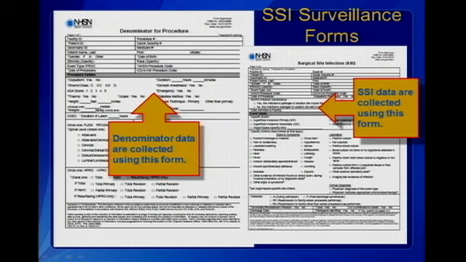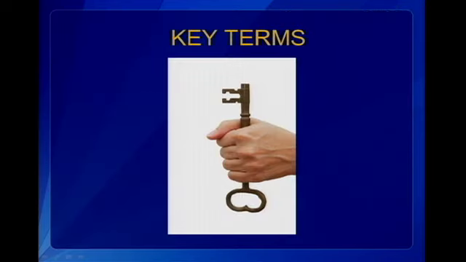So this is just a little glance: on the left, you'll see the denominator for collection form that's used for every procedure. Now remember, when you sign up to do colos and HIS, you're saying I'm doing every colo and HIS, every procedure that meets that criteria. And then on the right is your actual infection, your SSI surveillance form. So we're going to go over some key terms.